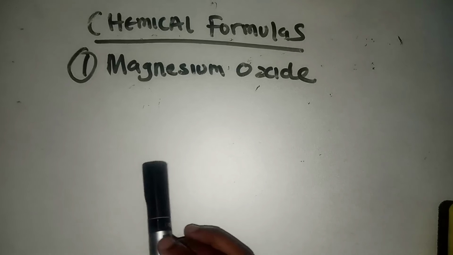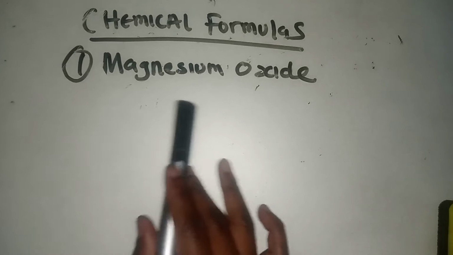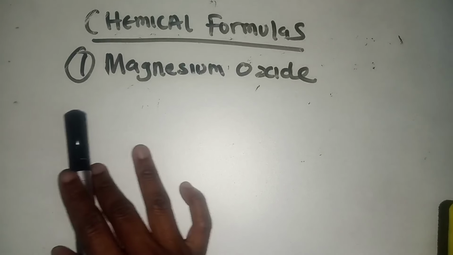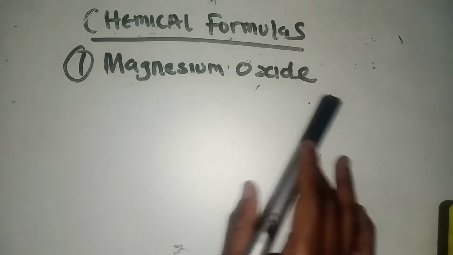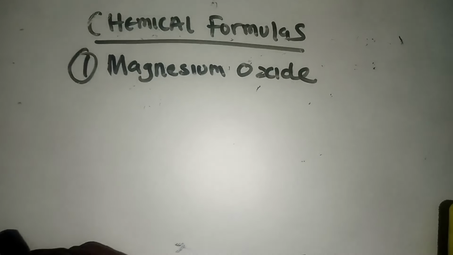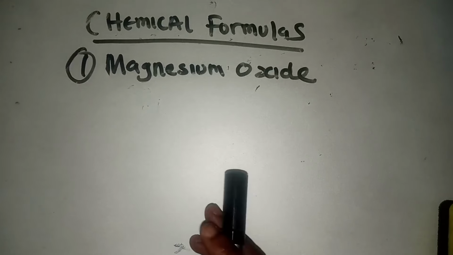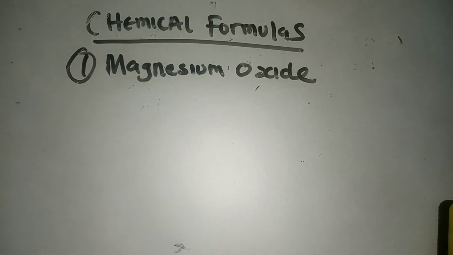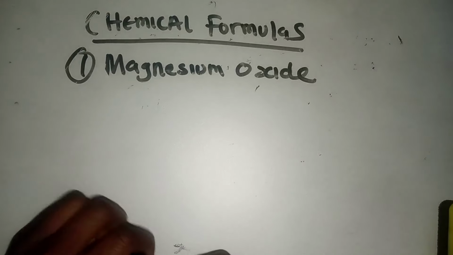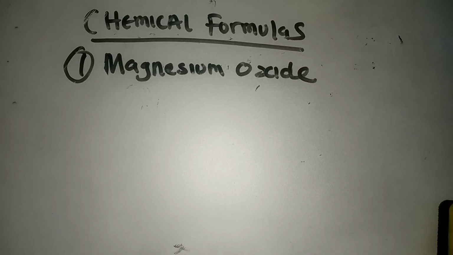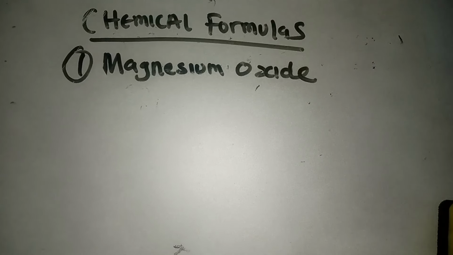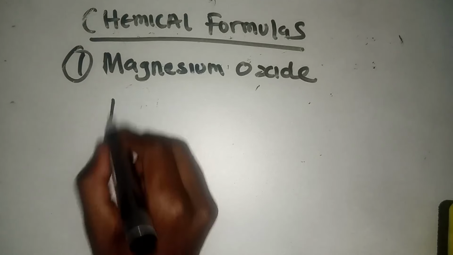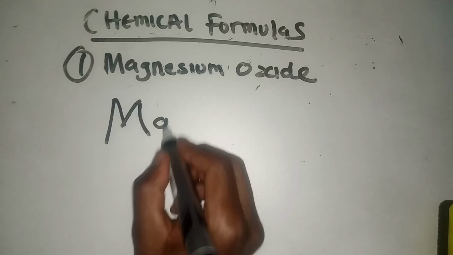I hope I've communicated. Okay, now there's a challenge on the board here. They are asking us to write the chemical formula of the given compound, magnesium oxide. So you go to your periodic table and check in which group magnesium is. You discover that magnesium is found in group 2. So magnesium is a metal.